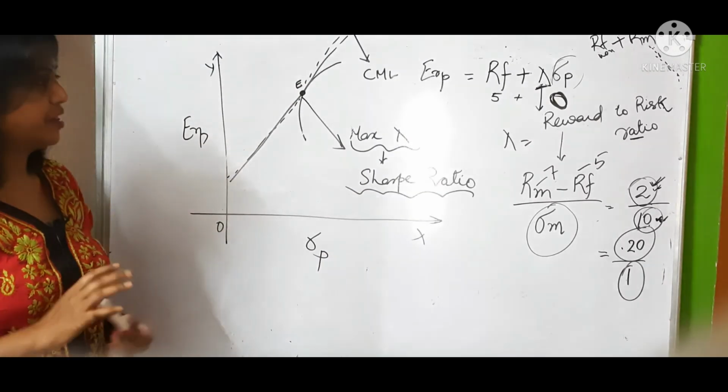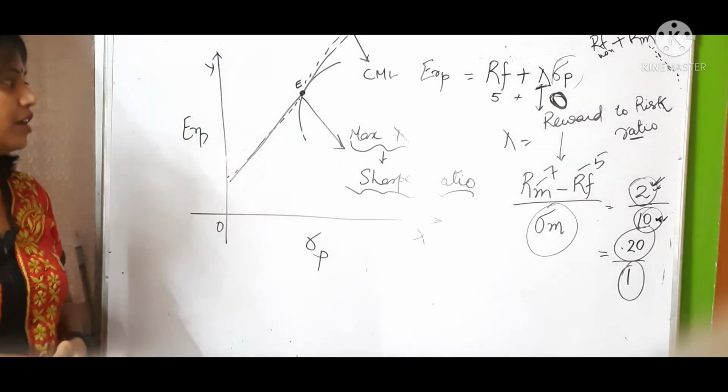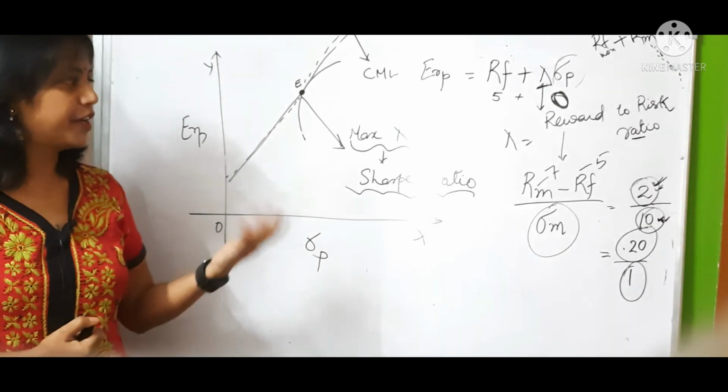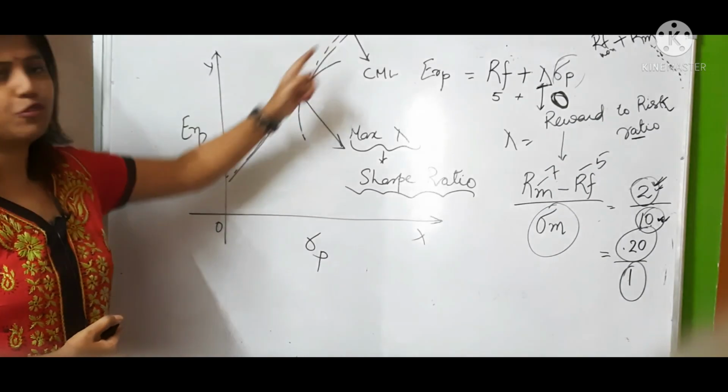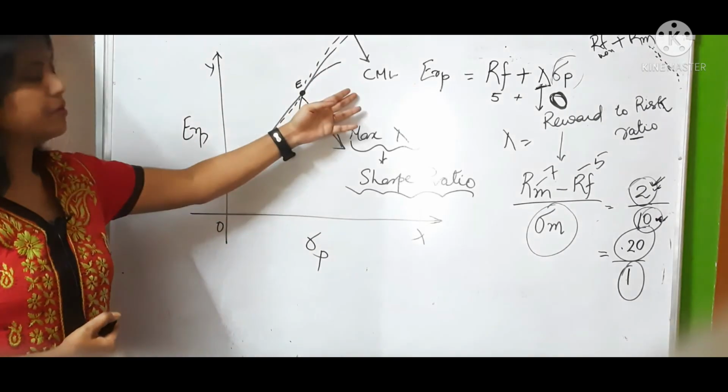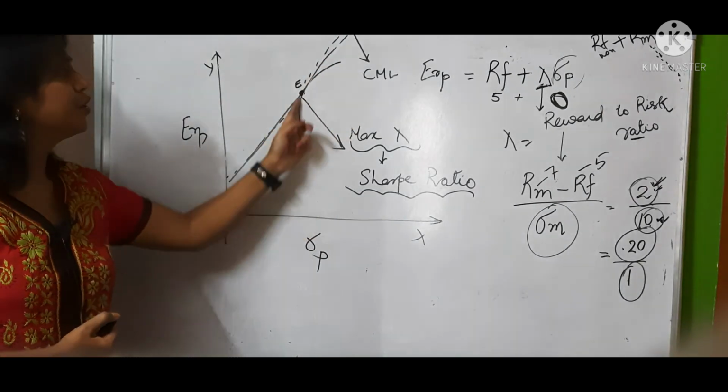So with this I have come to the end of the discussion. Do comment in the comment box for any queries you have. Maybe with the straight line I would have made you understand what the capital market line is, but it is necessary that I introduce you to the efficient frontier.